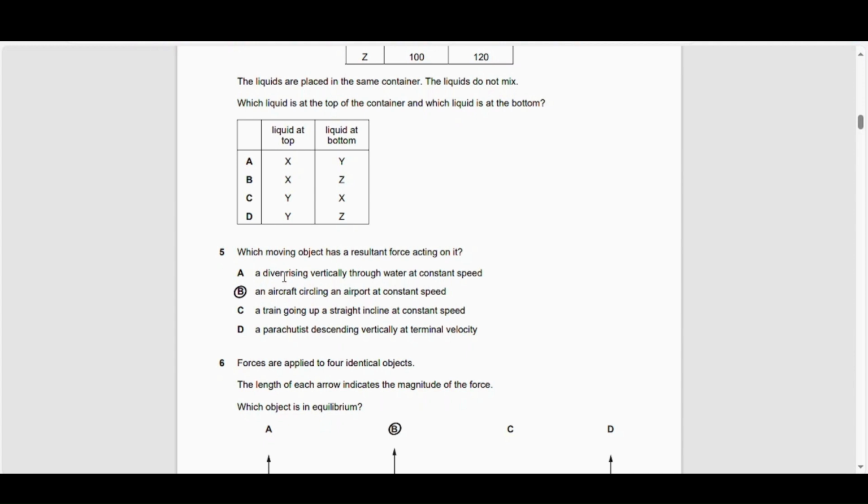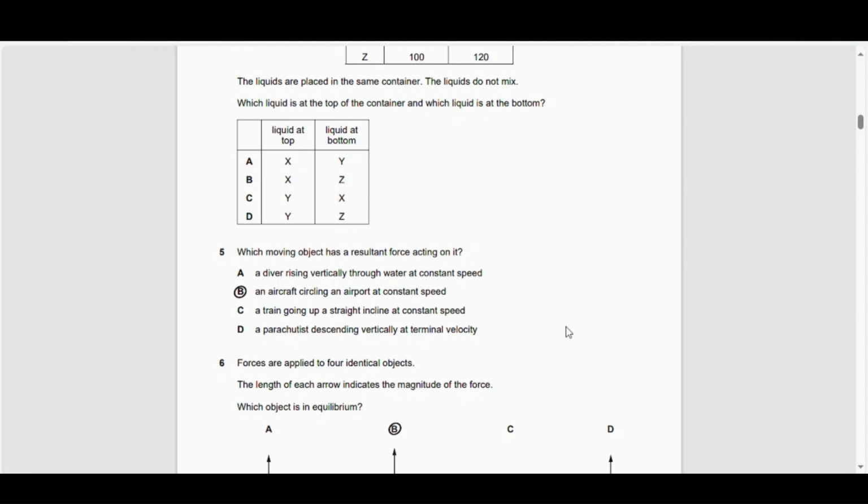However, again, to ensure that we're not going to get caught out by some of the other options, if you look at A, a diver is rising vertically through water at constant speed. The fact that the diver is moving at constant speed and in a singular direction, the direction is not changing, means that is wrong. If you look at C, a train going up a straight incline at constant speed, again, the magnitude remains constant, as well as the direction. It's up a straight incline, so they aren't changing direction at any point. If you look at D, a parachute is descending vertically at terminal velocity. Again, terminal velocity equals constant speed, so there is no net force acting on the object, and they are descending vertically, so again, they're moving in a constant direction.